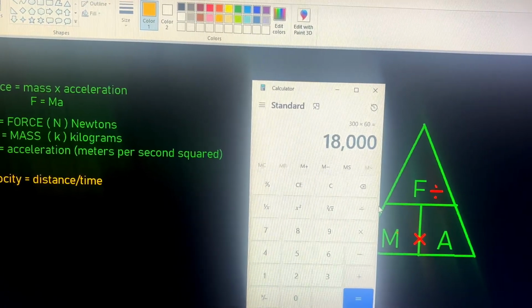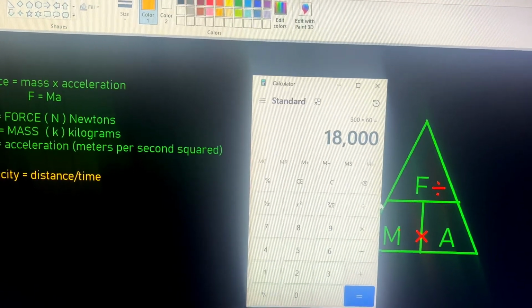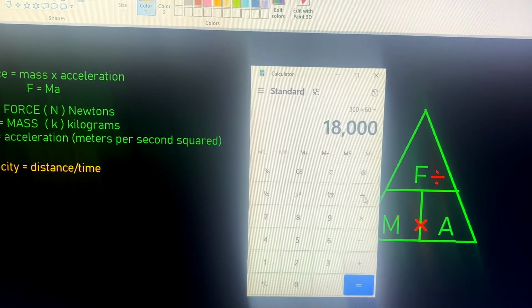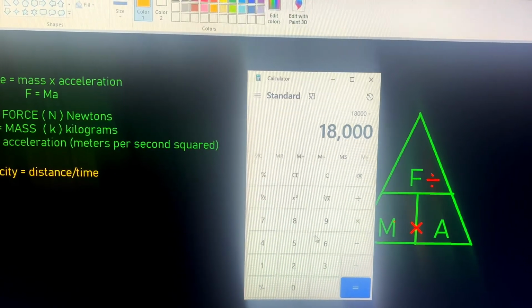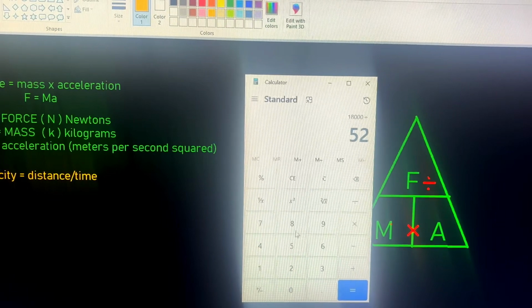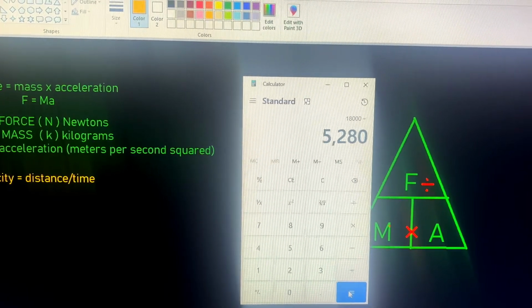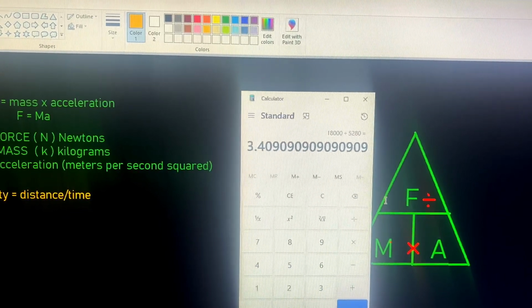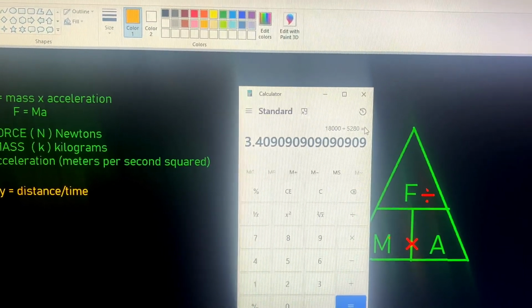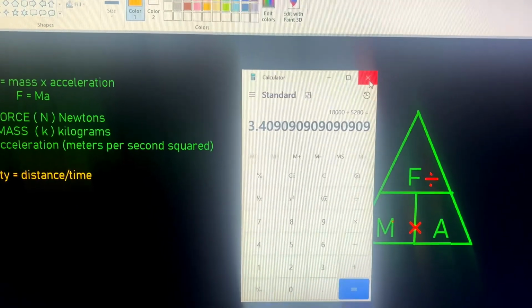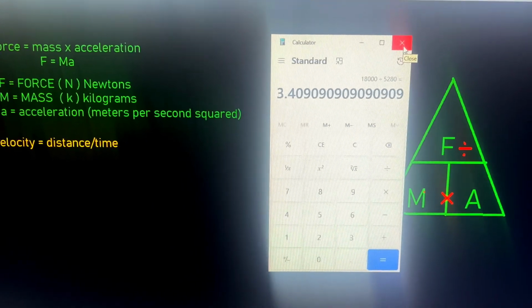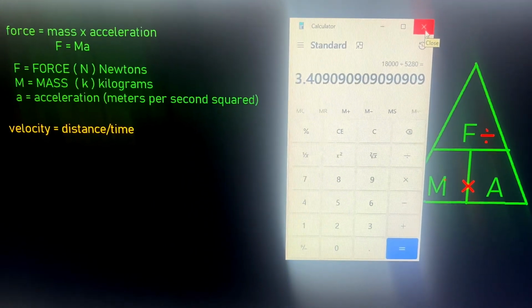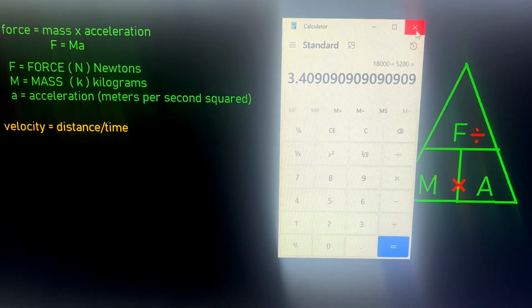Now, there's 5,280 feet in a mile. So you divide this by 5,280, and it gets to 3.40 miles per hour. So that's how you figure out miles per hour. So that's kind of a basic tutorial, I guess, on velocity. It's just basically the speed.